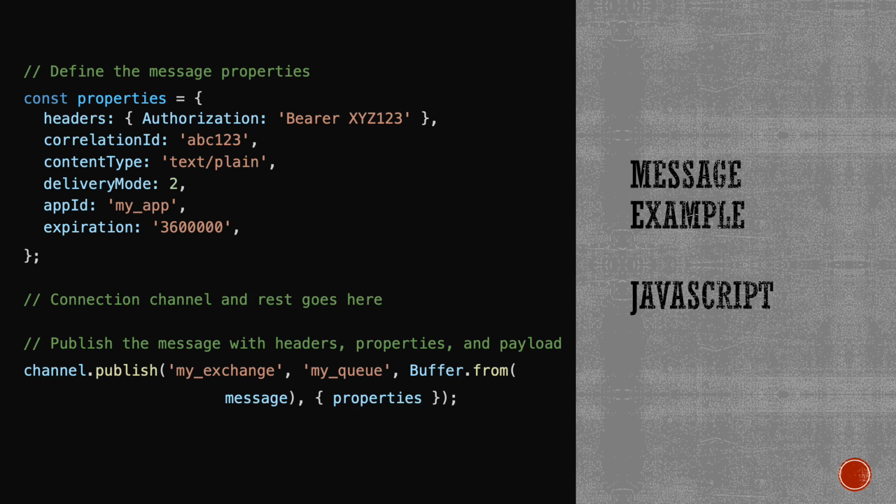Finally, we publish the message using the channel.publish method. We provide the exchange name, my_exchange, and the routing key, my_queue, to specify where the message should be delivered. The message itself is passed as a buffer, which is created using Buffer.from. Additionally, we pass the properties object to include the defined message properties.